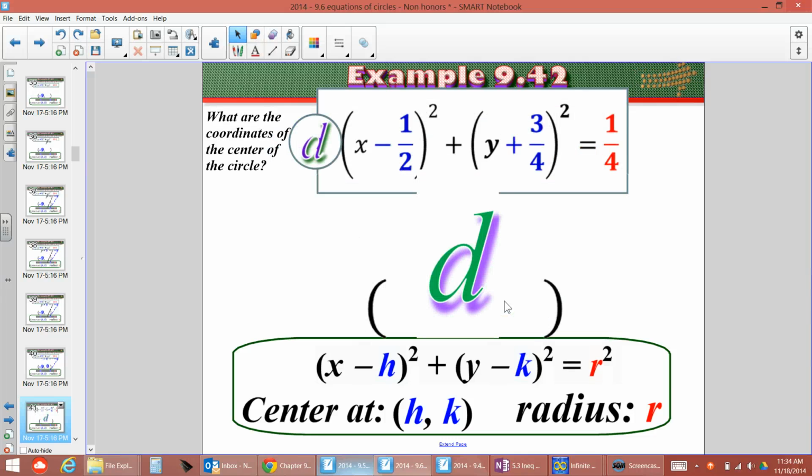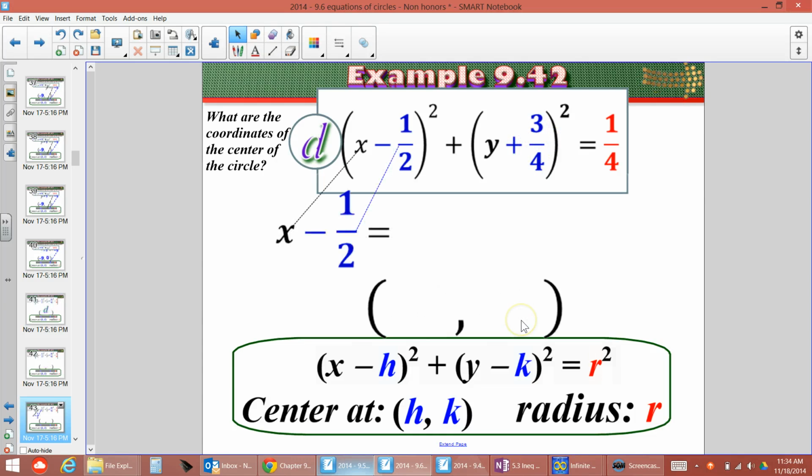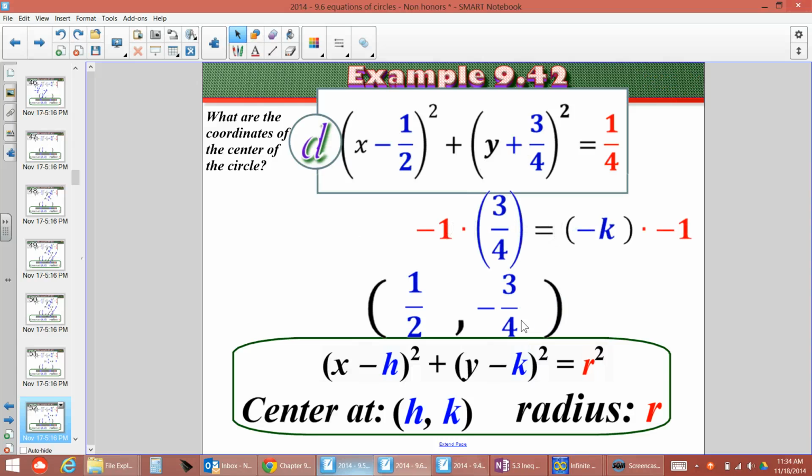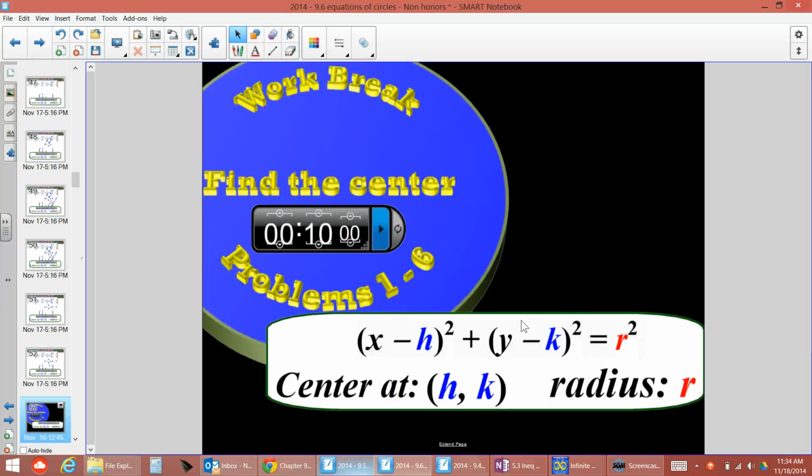Here, ooh, fractions. Guess what? We don't have to worry about it. All we have to do is change the sign. If this is negative 1/2, my x coordinate is going to be positive 1/2. If this is 3/4, my answer is going to be negative 3/4. All I have to do is change the sign. Okay, 1/2. Y value is positive 3/4. Well, we have to change the sign to get a negative 3/4. So my final answer is 1/2 and negative 3/4.